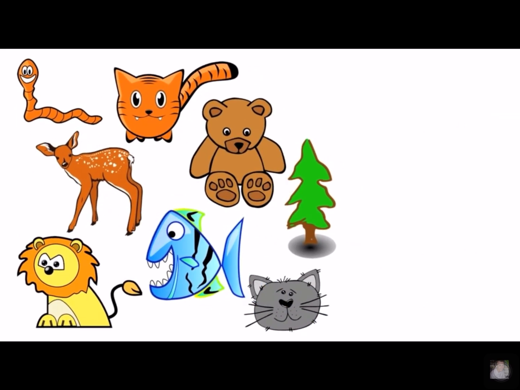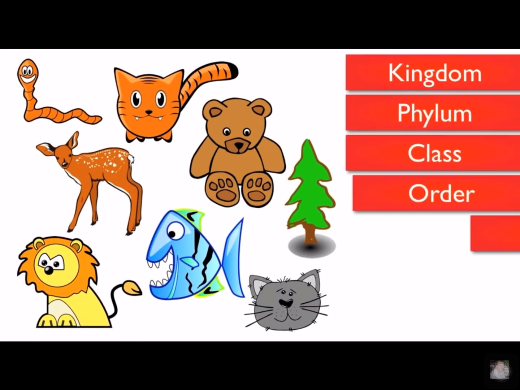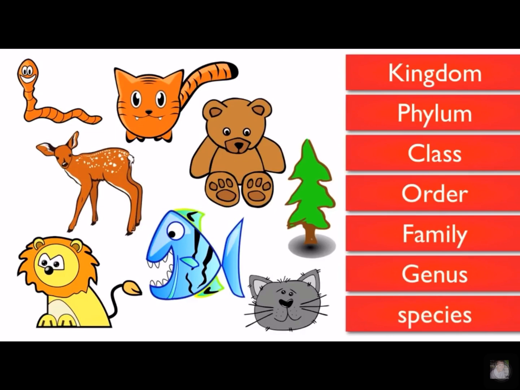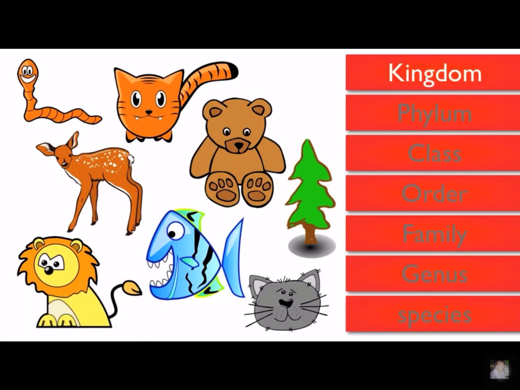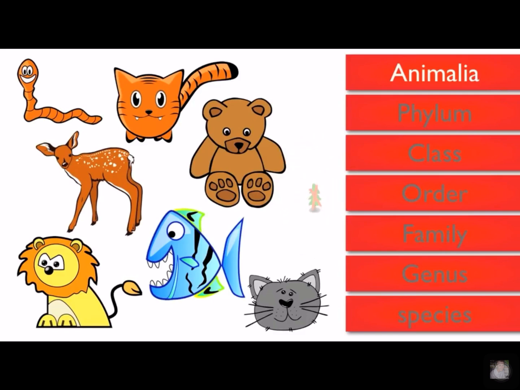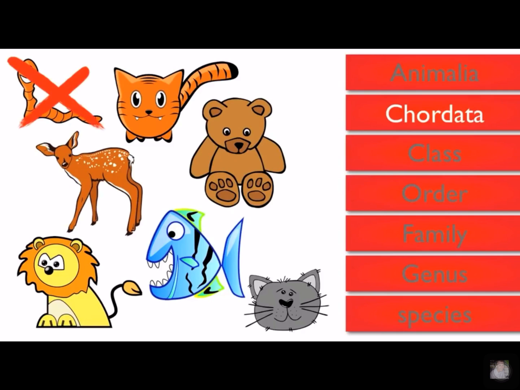From general to specific, the levels of classification are kingdom, phylum, class, order, family, genus, and species. A lion belongs to the kingdom Animalia, a group that includes all animals. So in our group of organisms, the tree would not fit into this grouping. The phylum that the lion fits into is called Chordate. This is a group that includes everything with a backbone. The worm would be eliminated from our group because of its lack of a backbone.